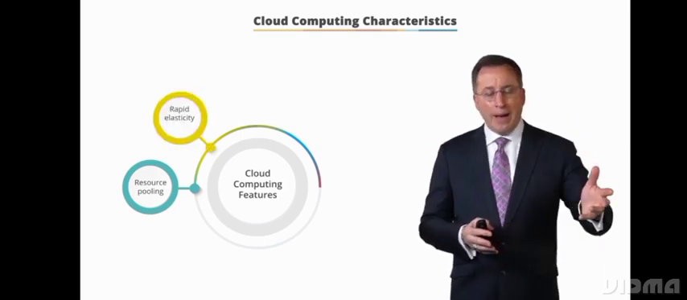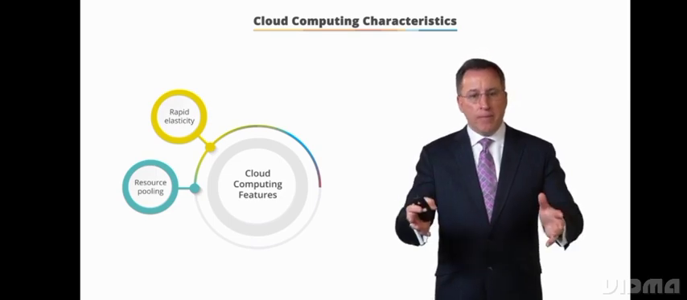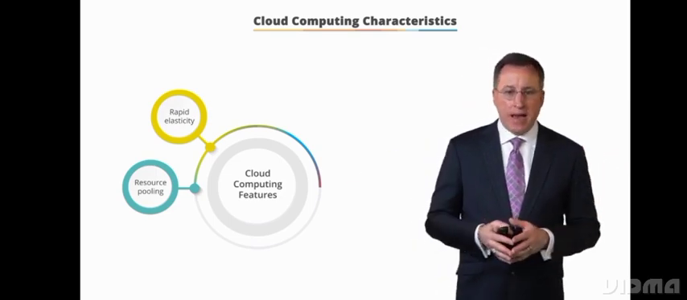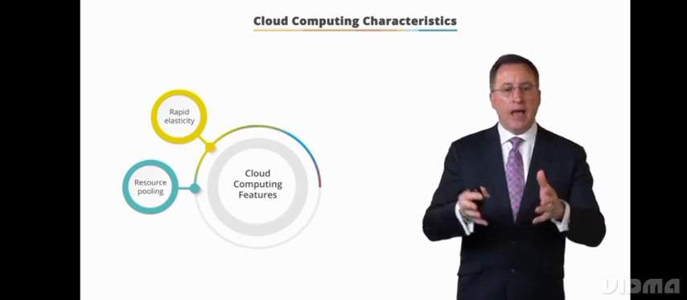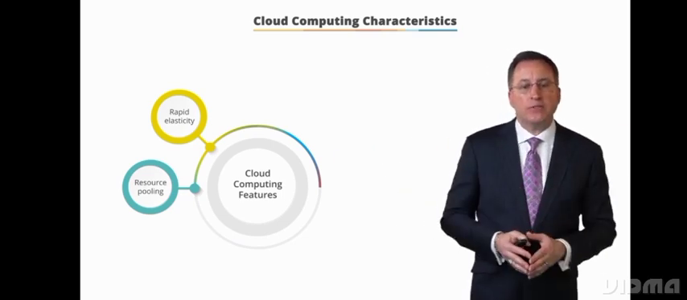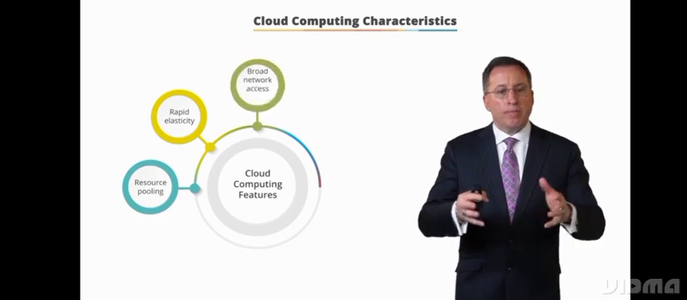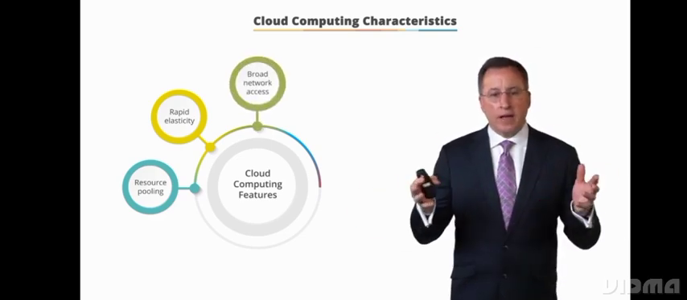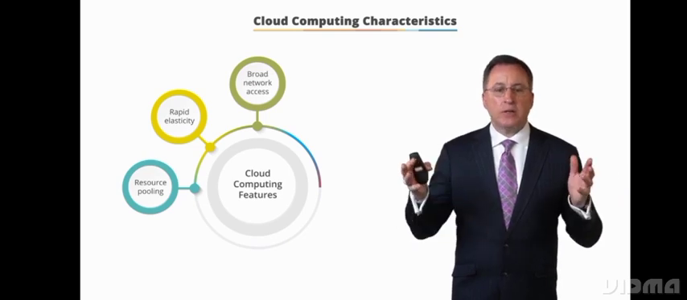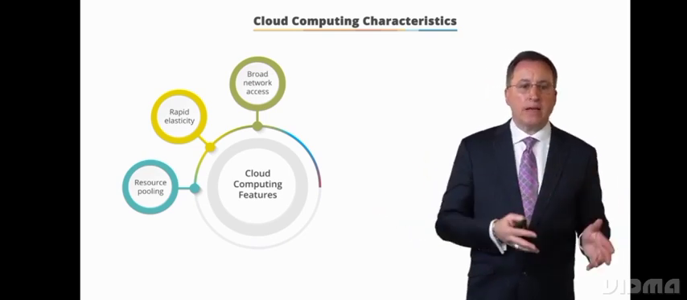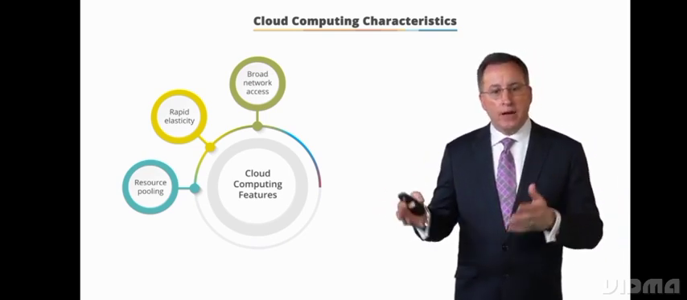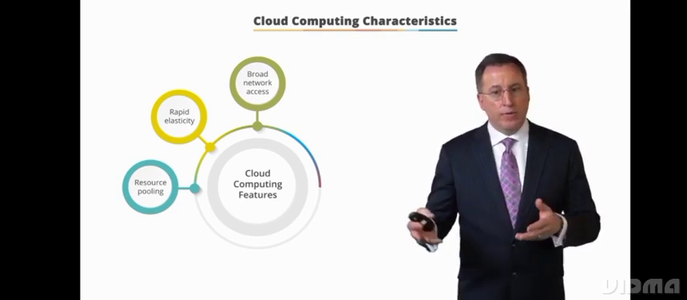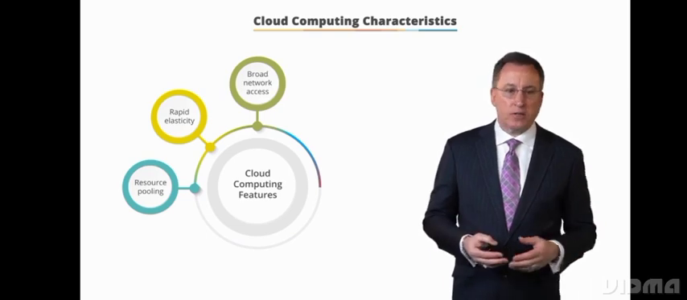Rapid elasticity. Capabilities can be elastically provisioned and released, in some cases automatically, to scale rapidly outward and inward commensurate with demand. Broad network access. Capabilities are available over the network and accessed through standard mechanisms that promote use by heterogeneous thin or thick client platforms, i.e. mobile phones, tablets, laptops, and workstations.